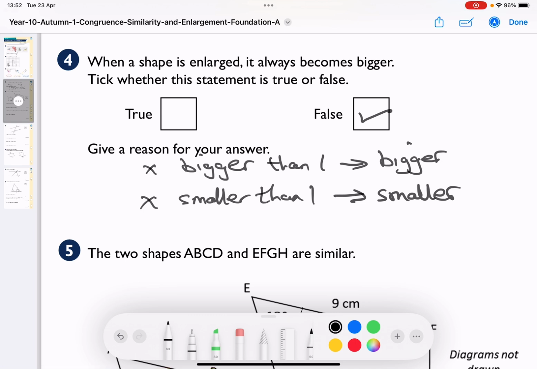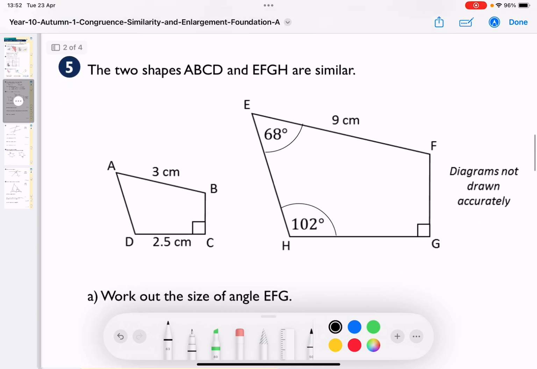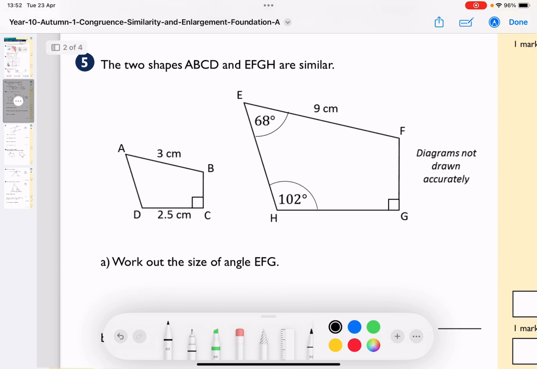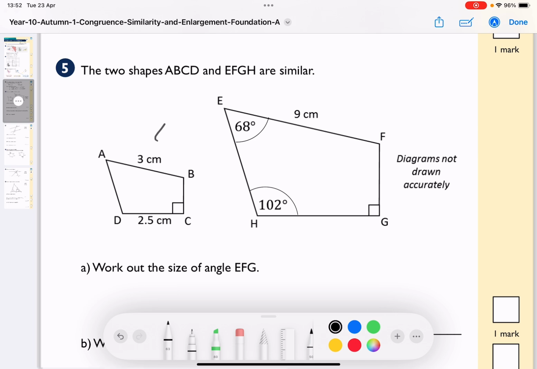So bigger than 1, bigger, but we use the word enlargement because it's all about scale factors and it saves messing about. Okay, here the two shapes A, B, C, D and E, F, G, H are similar. The thing with similar shapes is that first of all we look for two sides that are in corresponding positions. In this case, we can see this strange diagonal. The 3 and the 9 are in the same place. So the scale factor from 3 to 9 is times by 3.